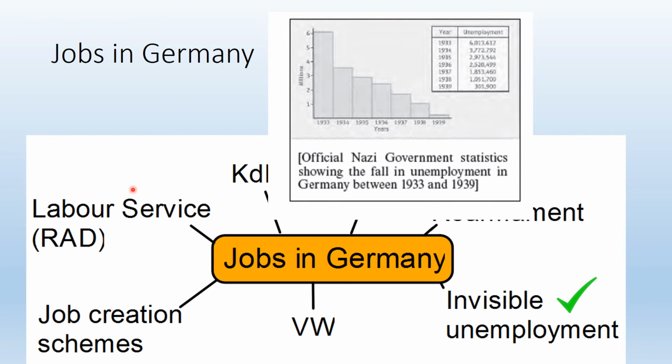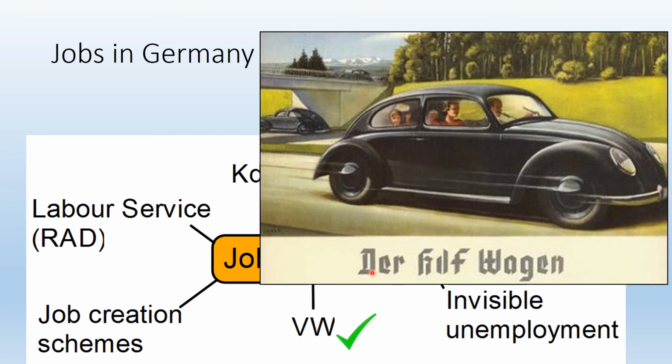Invisible unemployment. Although this did not create jobs, it provided the illusion that jobs were being filled by Germans. And the Volkswagen scheme. So this was again a public program set up to provide Germans with a new vehicle for a very affordable price. We're looking at 5 marks a week for about 35 weeks. At the end of that, you would have yourself a new vehicle.